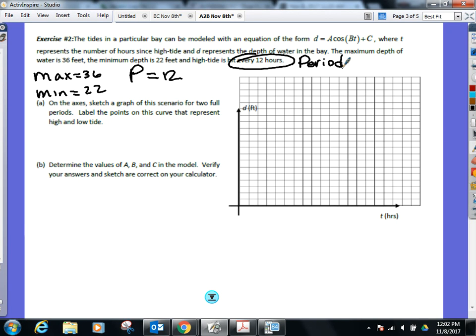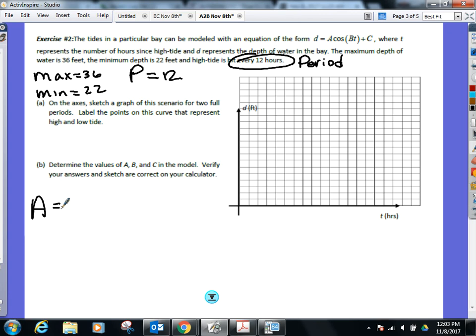The way I've taught you guys, I think you would prefer an equation first, then graph it. All right, I'm pretty sure the way I've been teaching it, you like to see an equation first, then graph the equation. So let's start with part B first then. Okay, finding A, B, and C.